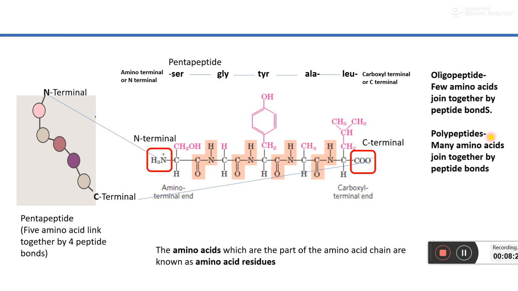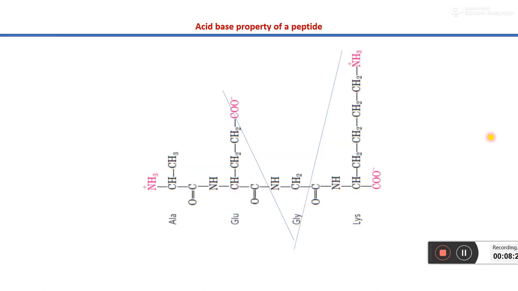Now let's discuss the acid-base property of a peptide. For this, let's examine the structure of this oligopeptide. As you see here, glutamic acid and lysine are added to this chain, and we know that a molecule of water must be eliminated during the formation of a peptide bond, and the portion of each amino acid remaining is now known as an amino acid residue in this oligopeptide.